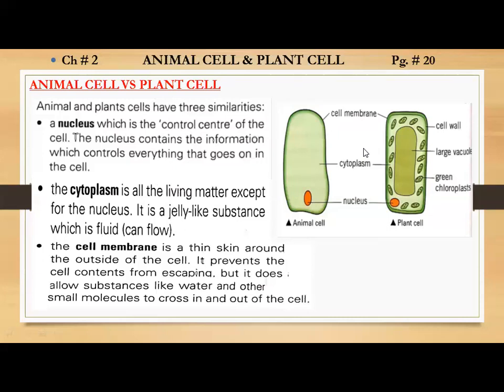But it does not allow substances like water and other small molecules to cross in and out of the cell freely. It will allow only smaller molecules to get in and out of the cell. So the function of the cell membrane is that it will restrict the organelles inside the cell, and it will allow only water and minerals that are required for the survival of the cell to get in. It will also allow the waste materials that were collected by the vacuole to be removed from the cell at certain times. So this is the function of the cell membrane.